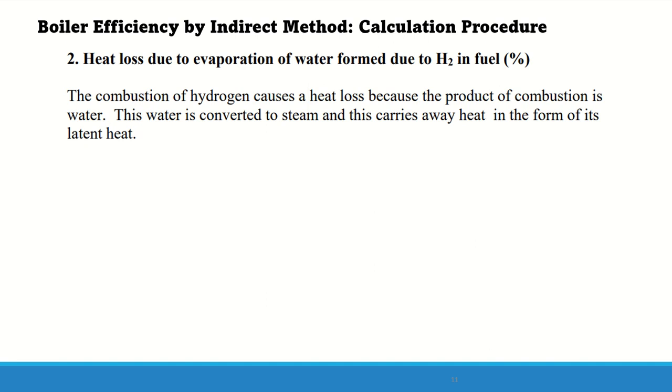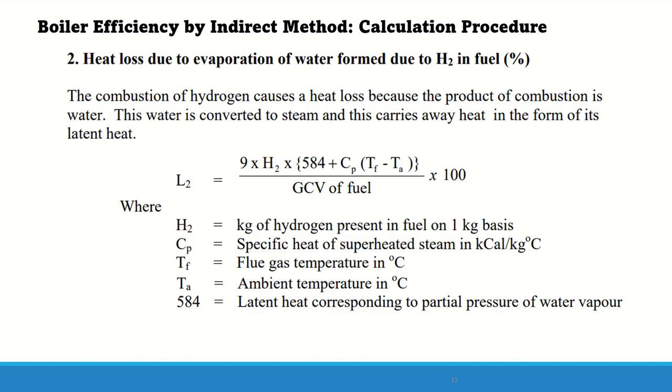The formula to calculate that loss is equal to 9 times H2 times 584 plus Cp times (TF minus TA), divided by the gross calorific value of the fuel. In that heat loss, the major heat is lost through latent heating. Okay, then 584 is the latent heat of evaporation of water vapor, in kilocalories per kg. Sorry, kg.